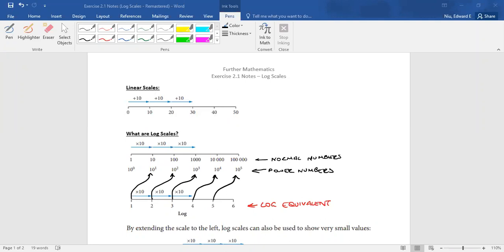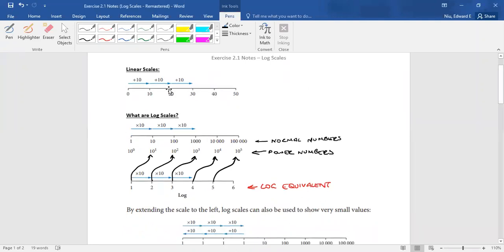With log scales, instead of adding and subtracting to go up and down the scale, or left and right on the scale, we multiply by 10. Or divide by 10 for that matter. For further maths, we only deal with log base 10. So that's why we only multiply or divide by 10, nothing else.